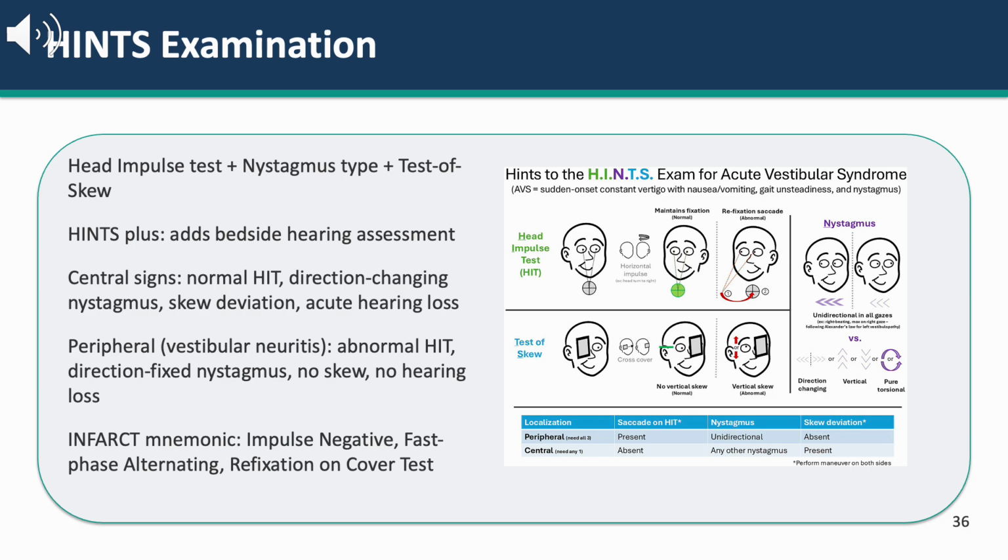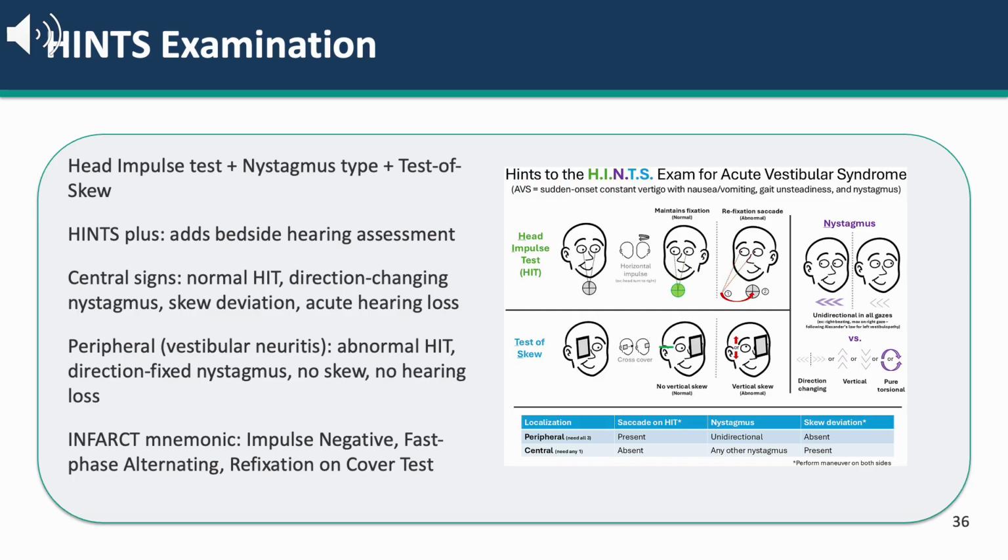The updated HINTS plus examination adds an assessment of bedside hearing by finger rub. In elderly patients with an isolated acute vestibular syndrome, a normal head impulse test, direction-changing horizontal gaze-evoked nystagmus, a skew deviation, or acute unilateral hearing loss suggests a central vestibular lesion and specifically may indicate a vertebrobasilar stroke. The absence of all of these strongly supports a peripheral basis, such as vestibular neuritis.